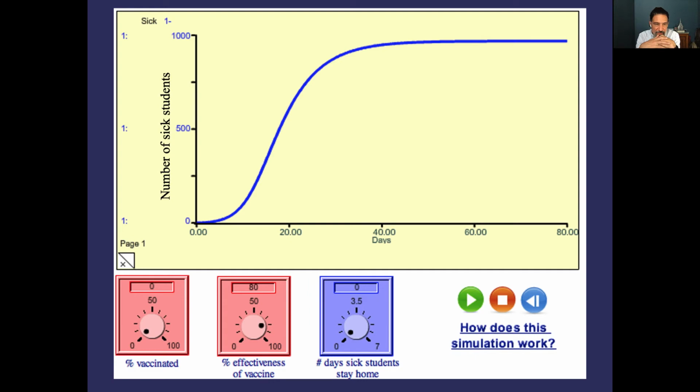And so this is the model output here, and you can see it's nice. It allows you to really tweak little dials to see how it changes in an interactive way. But in this population of 1,000 students, it predicts that without any vaccination, and if students aren't staying home any days when they're sick, pretty much the entire school population is going to become infected with H1N1 within about 40 days.